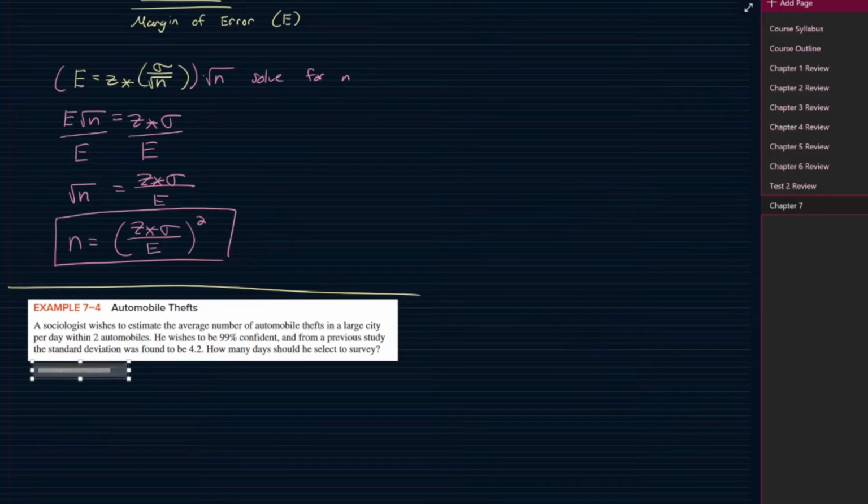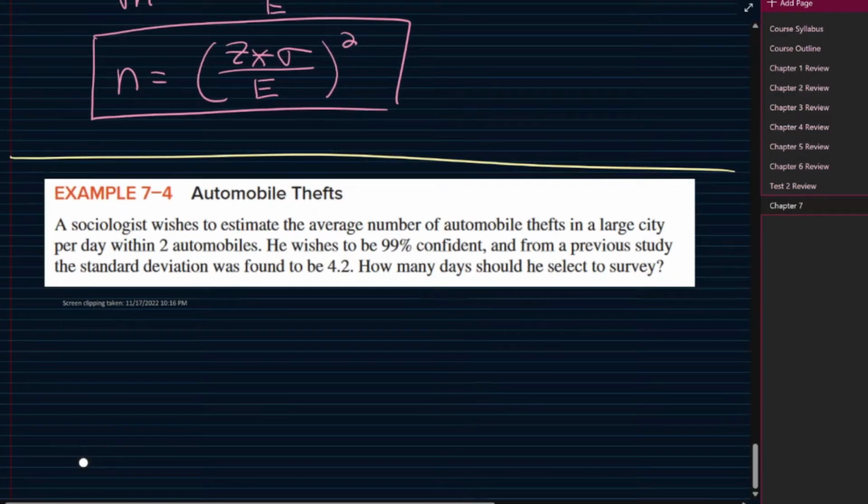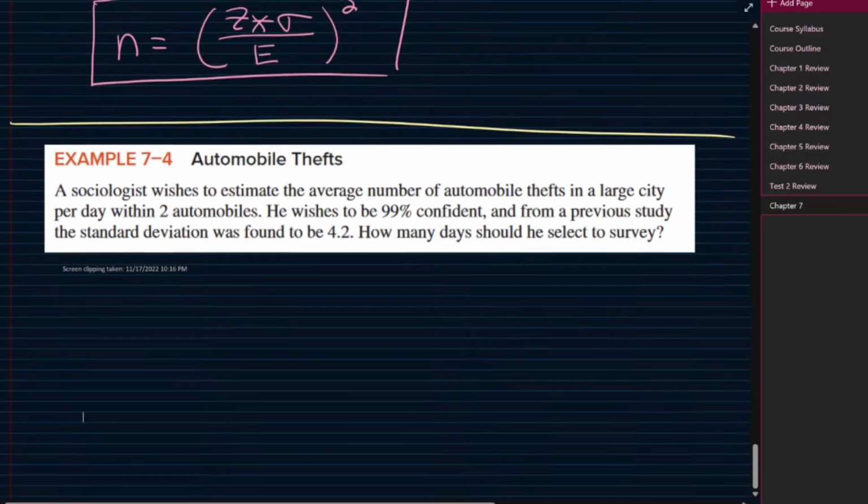Okay, so let's pick out some stuff. A sociologist wishes to estimate the average number of automobile thefts in a large city per day within 2 automobiles. So that means he wants to get the number within 2 automobiles correct. So if the actual answer is 70, he would want the range to be 68 to 72. Right? The margin of error is basically how far away from the actual answer you want to be. So that's what they're telling us here. That's our E, right? The margin of error.